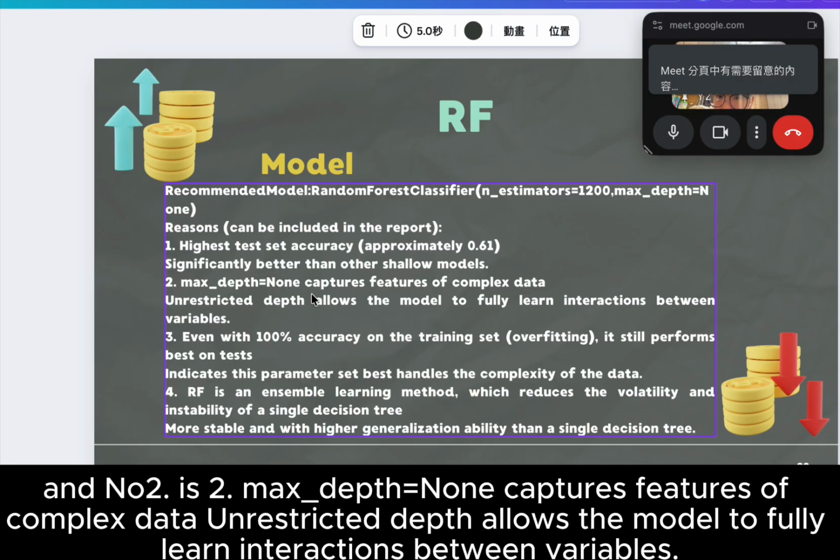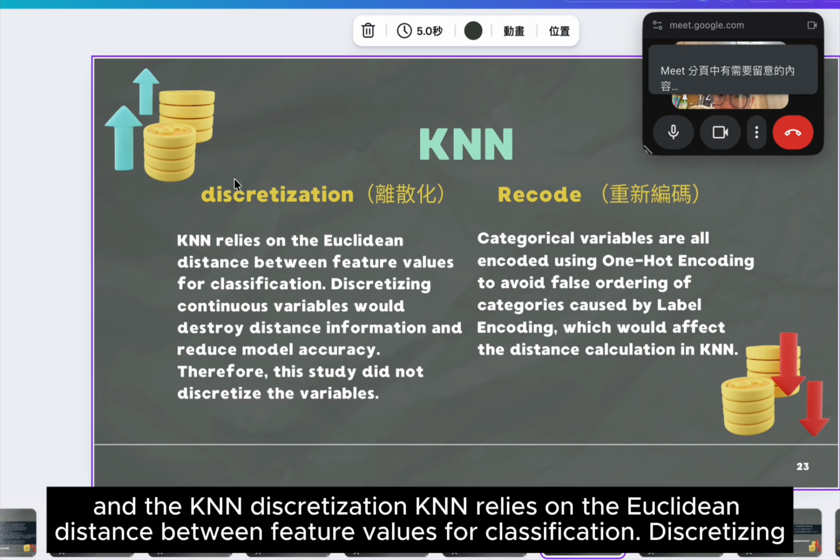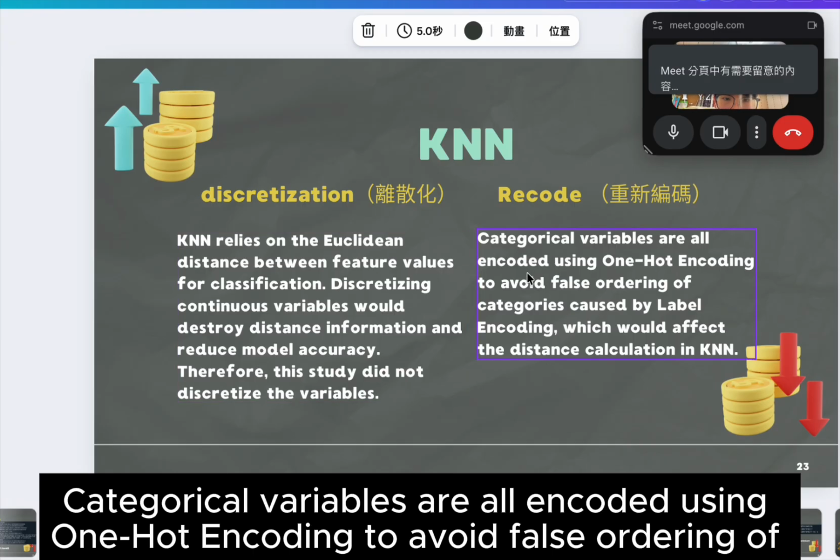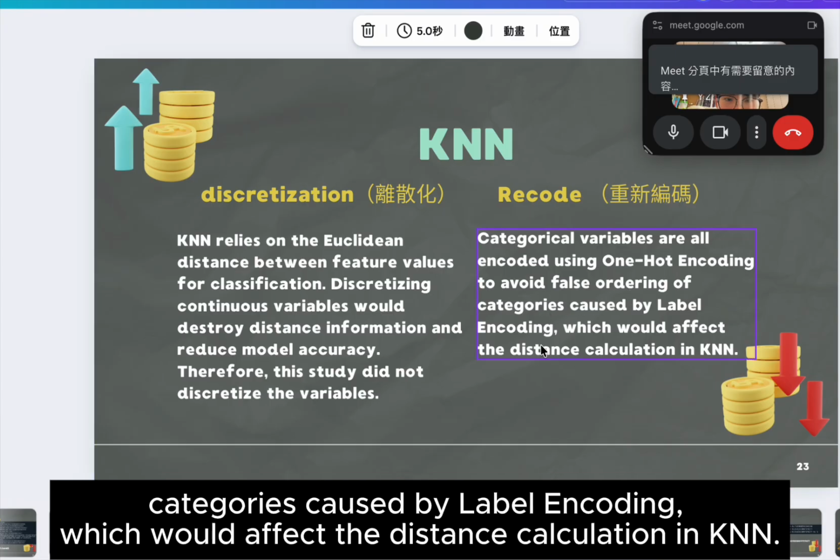And number 2 is mixed, not compact fit of the data, using the depth of the model to further interact between the variables. And KNN: this creation can rely on the distance between feature values for the model, and discretization would lose distance information and reduce model accuracy. So the study did not discretize the values. Categorical values are all encoded using one-hot encoder to avoid the case of label encoder, which has no distance meaning in KNN.